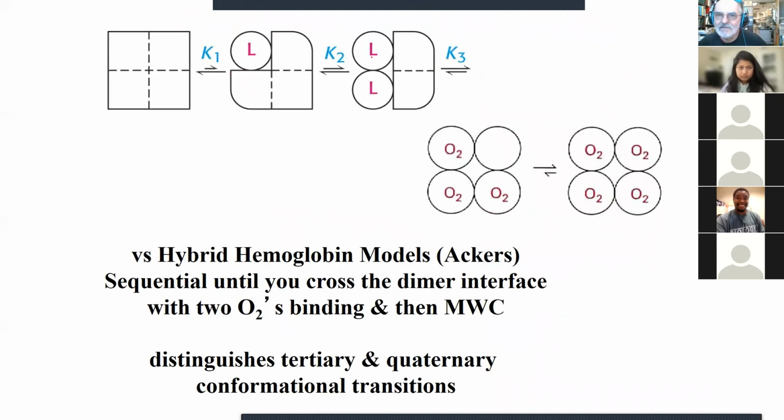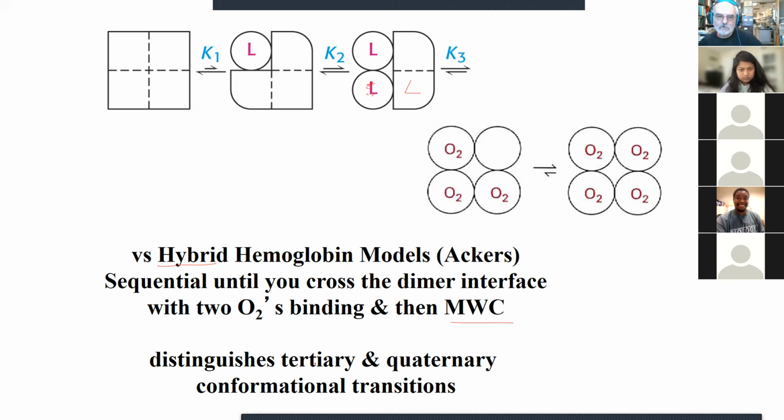As long as the ligand was within a dimer, this is a sequential model. Once the ligand crosses the dimer interface, so imagine this one is in here, then the entire structure senses it and it transitions to a Monod-Wyman-Changeux model. And so this is what they called the hybrid model. It starts out sequential, but if you cross the interface, you get concerted, all or none, Monod-Wyman-Changeux.